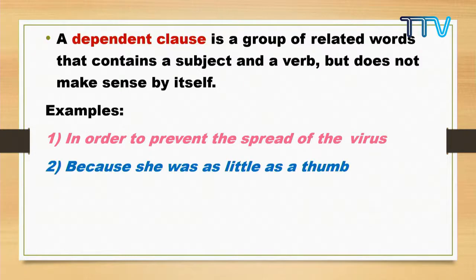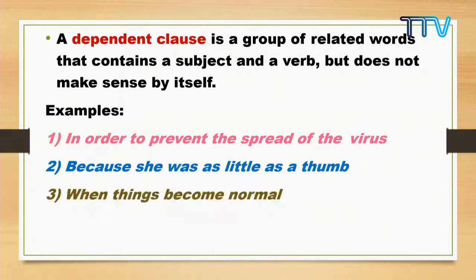Next example, because she was as little as a thumb. You remember the previous sentence, right? The lady named her Thumbelina because she was as little as a thumb. So here, because she was as little as a thumb, then what? What happened? Okay, so it's incomplete. It does not make any sense. There's something missing. So this is a dependent clause. Okay, this is an example of a dependent clause.